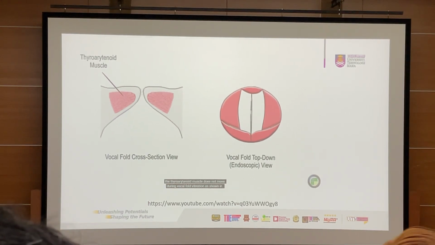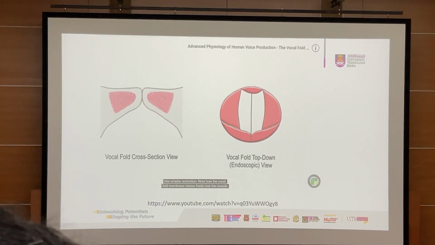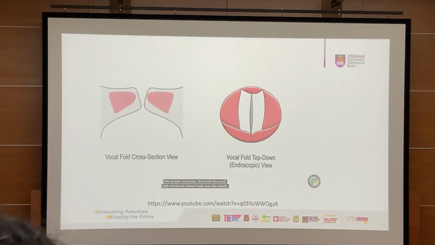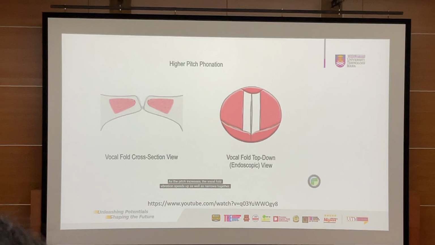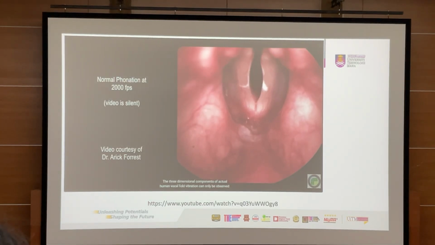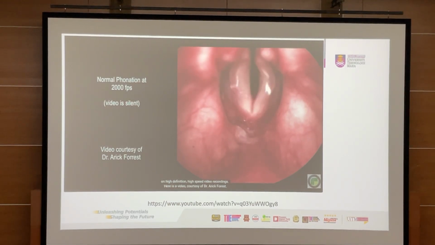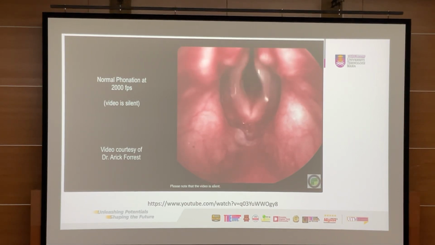Please keep in mind that the prior animation was exaggerated for clarity. In reality, the thyroarytenoid muscle does not move during vocal fold vibration, as shown in this simpler animation. Note how the vocal fold membrane moves freely over the muscle. As the pitch increases, the vocal fold vibration speeds up as well as narrows together. The three-dimensional components of actual human vocal fold vibration can only be observed on high-definition, high-speed video recordings. Here is a video, courtesy of Dr. Eric Forrest. Please note that the video is silent.